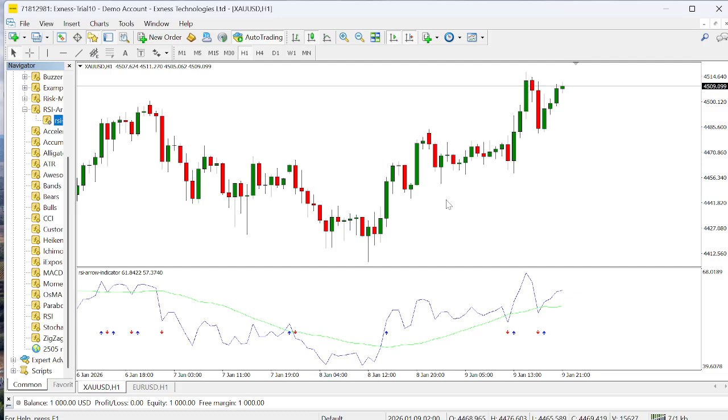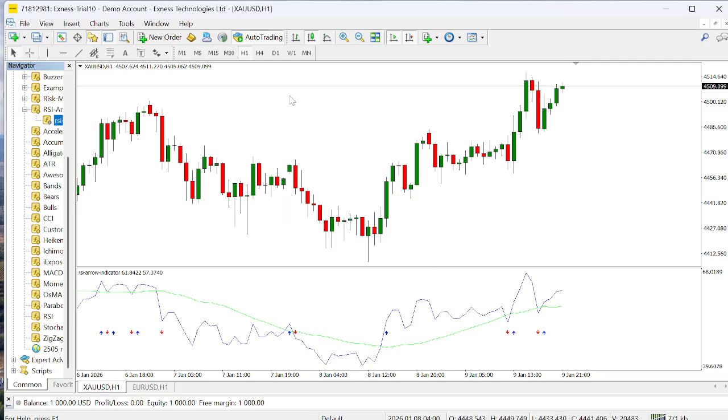On MT4 and MT5, the RSI Arrow Indicator places arrows in a separate window when RSI crosses key levels or reverses from overbought or oversold zones. Buy arrows typically appear below candles when RSI signals bullish conditions, such as rising from oversold territory, while sell arrows appear above candles when RSI indicates bearish conditions, like falling from overbought levels. The color-coded arrows help traders understand market direction instantly.